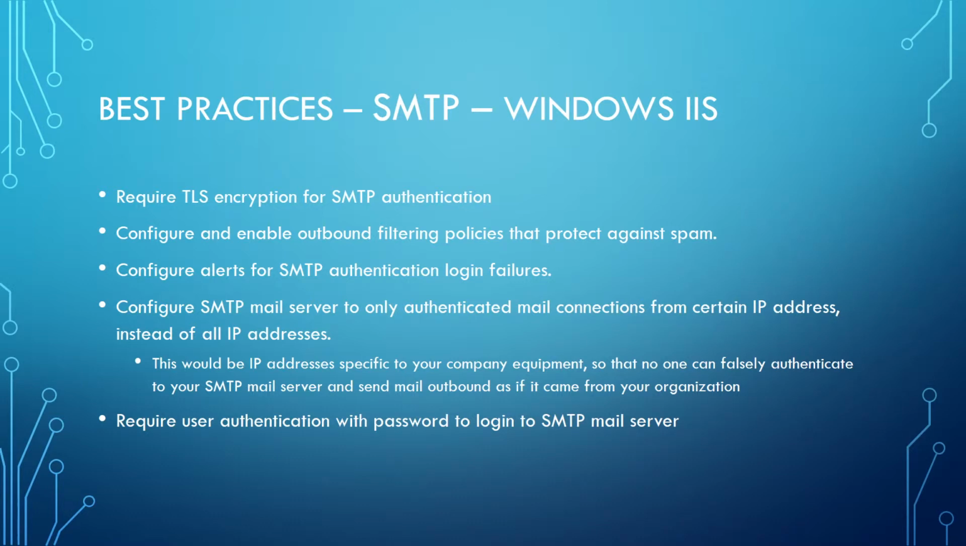Best practices for SMTP Windows IIS is to require TLS encryption for SMTP authentication. This is a higher level of protection for your email server. Anybody can log in with the username and password, but if you actually have encryption on your outbound email, this will protect all email from your laptop, your desktop, to the email server with encryption.